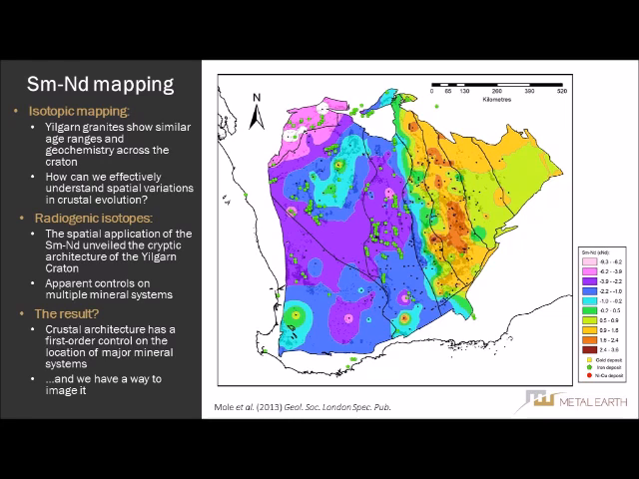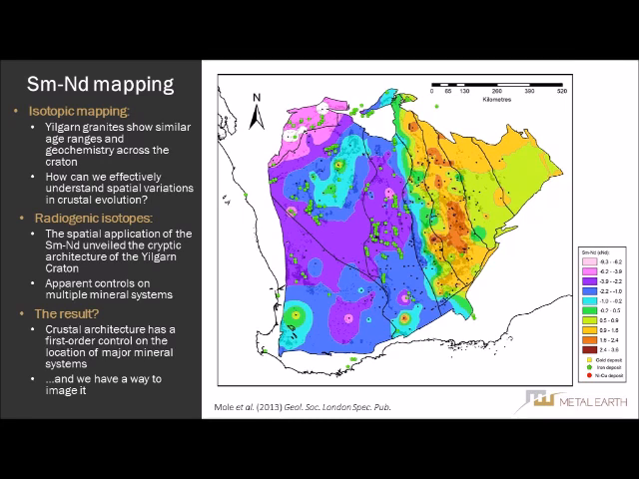You can see the most juvenile part of the Eastern Goldfields is the Kalgoorlie terrane here. And then over to the west side, we see that the northern portion is relatively old. We have this relatively juvenile area here, which we often refer to as the Q zone. And then the narrow area is probably the oldest part of the crust.